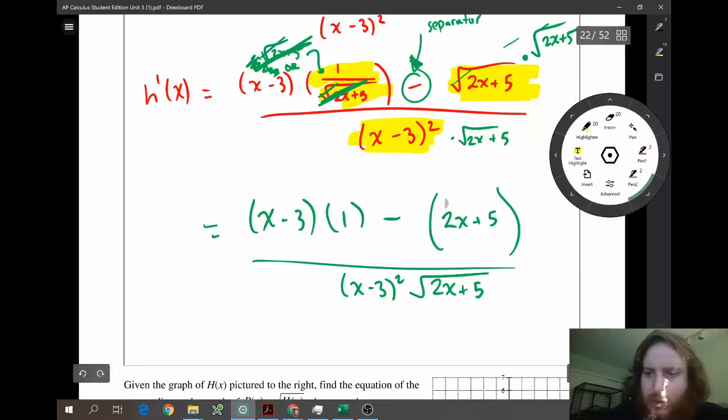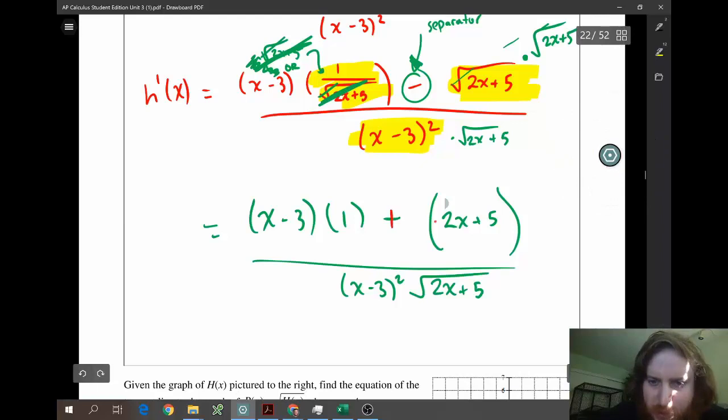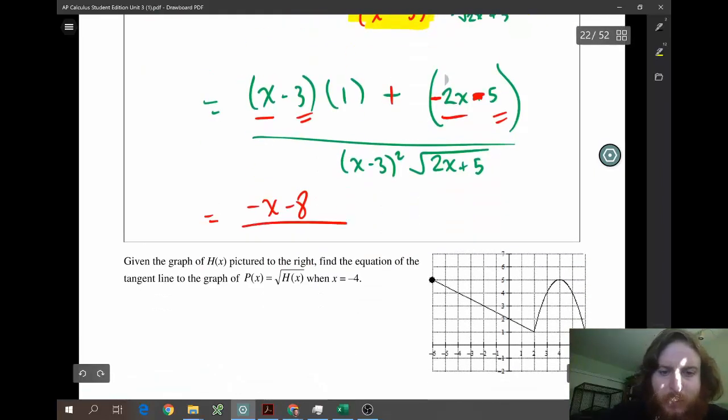Now if you want to distribute this negative sign, you can. So I'm going to go ahead and do that. Make this plus, make that minus 2x minus 5. So those are like terms, and negative 3 and negative 5 are like terms. So we end up with negative x minus 8 divided by x minus 3 squared times the square root of 2x plus 5. And this is a perfect answer, full credit.